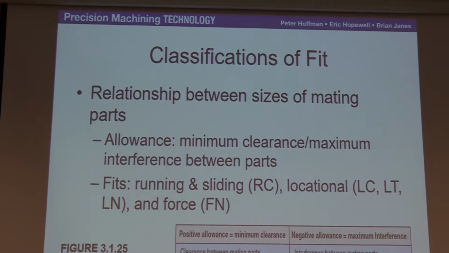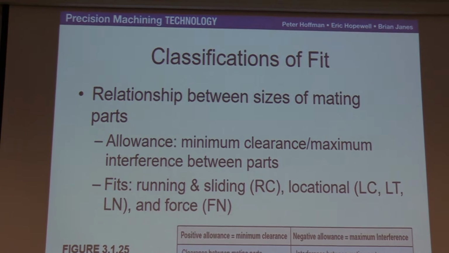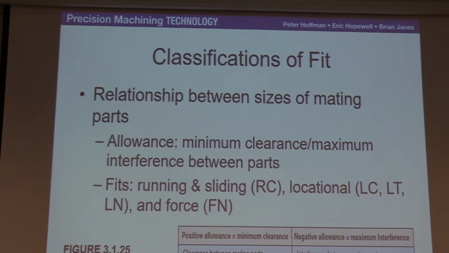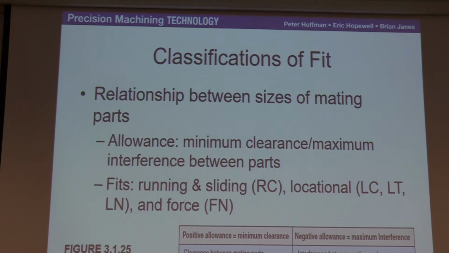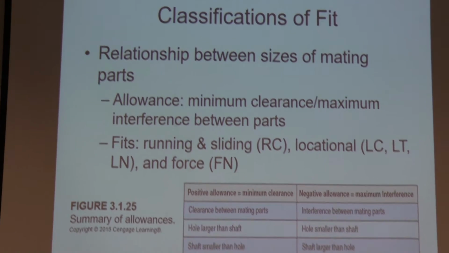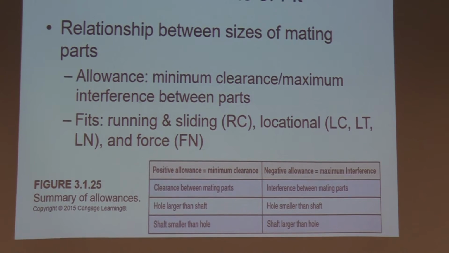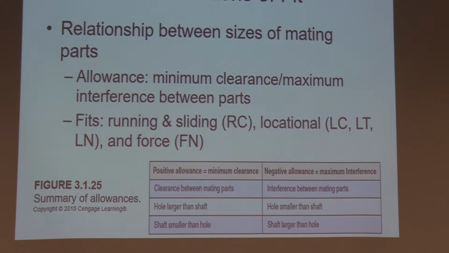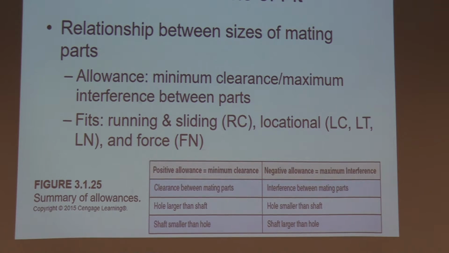All right, so classifications of fit. The relationship between sizes of mating parts. The allowance is the minimum clearance or maximum interference between parts. Fits include running and sliding, which are denoted as RC; locational, which is LC, LT, LN; and a force fit, an FN, which means that you're going to press it, okay?